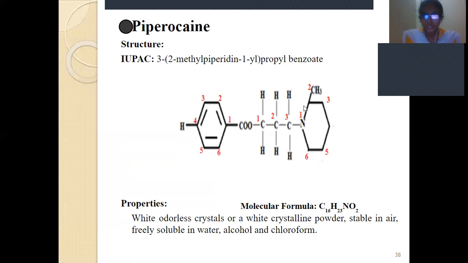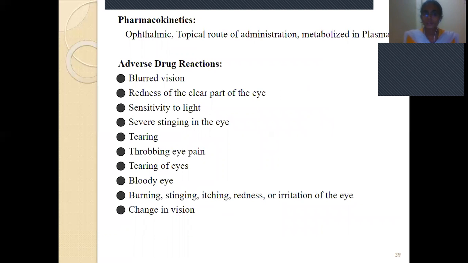So, 3-(2-methyl piperidine) propane benzoate. Properties: it is a white, odorless, crystalline powder, and it is freely soluble in water, alcohol and chloroform. Pharmacokinetics: it is ophthalmic, meaning eye, and the route of administration is topical, and it is metabolized in the plasma.